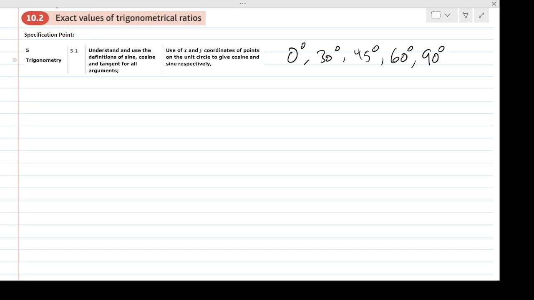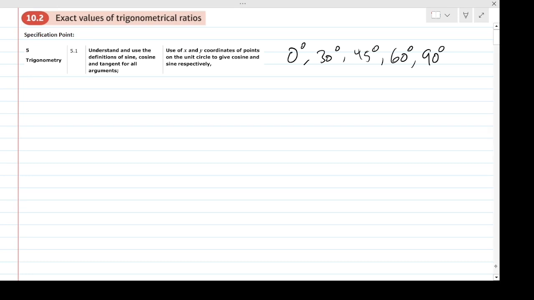But do stick around anyway, because we will be looking at the CAST method in this video as well. We looked at it very briefly, but I'm going to go over more examples. So it will still be helpful for this video anyway. And that method, that CAST diagram, will be useful later on in the chapter when we look at solving equations.